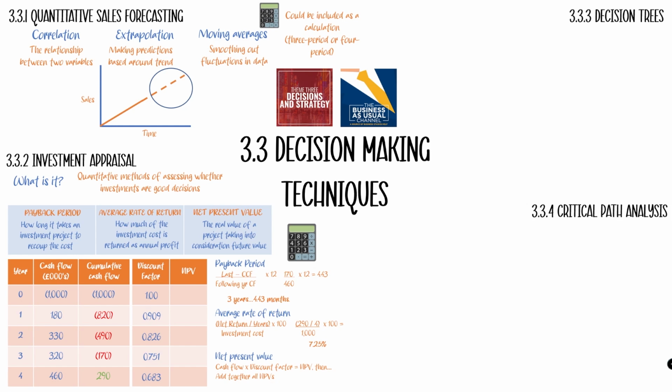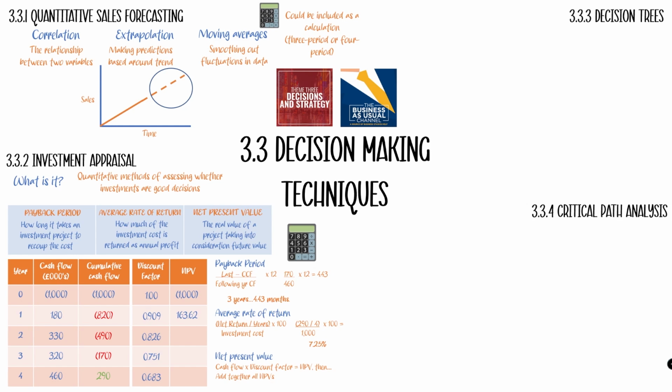And the formula is pretty straightforward. You just take your cash flow and you times it by the discount factor. One thing that's worth really being careful about, don't times your cumulative cash flow by this figure, times your cash flow by this figure. So minus 1,000 times by 1 is going to be minus 1,000. 180 times 0.909 is going to be 163.62.